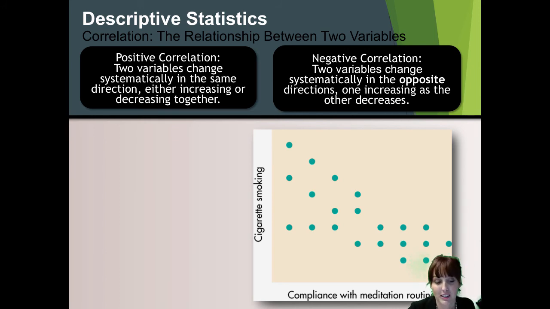As another example, as the number of Snapchats you send increases, the battery on your phone decreases. Negative correlation. The amount of time you spend on Facebook, as that increases, the amount of time that you actually study decreases. A negative correlation. So, those two are both negative and positive, just as there's a negative and positive skew.